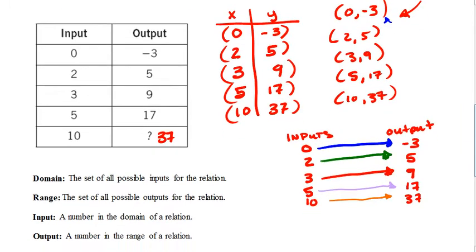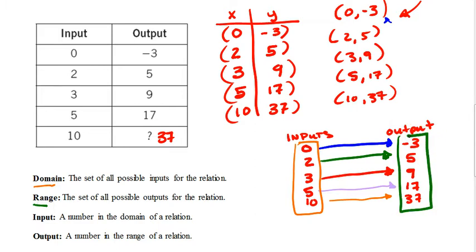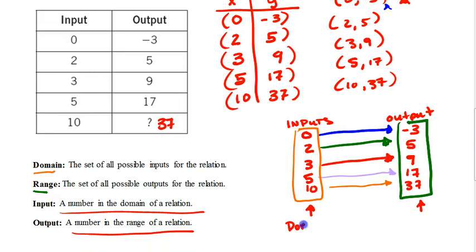Let's review our vocabulary. The domain is the set of all possible inputs for a relation. That would be this. Our range is the set of all possible outputs for a relation. That would be this. An input is a number in the domain of the relation. Again, all of these. And our output is a number in the range of a relation. So right here, these are all our range. So we call this the domain, and we call this the range.